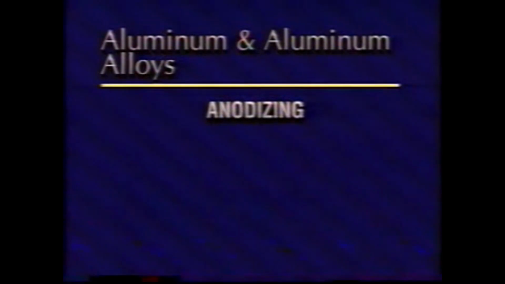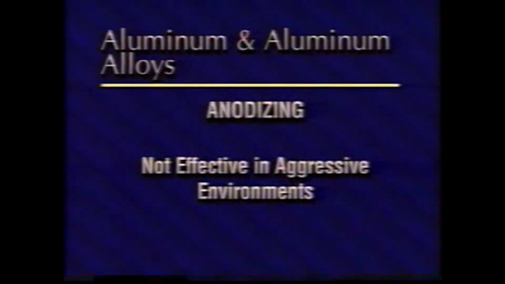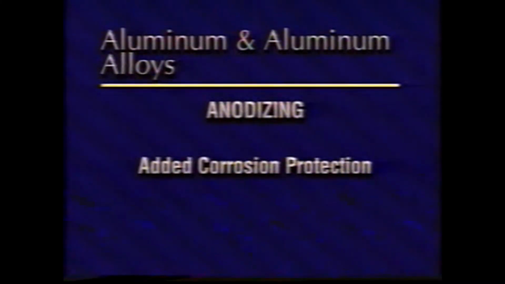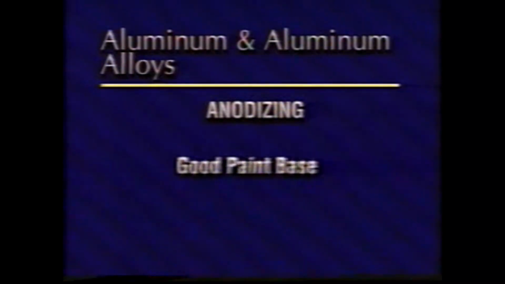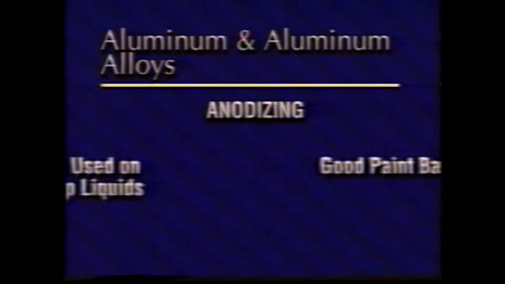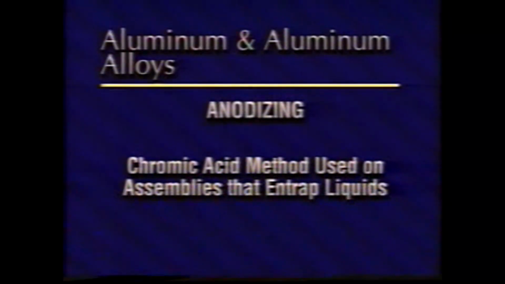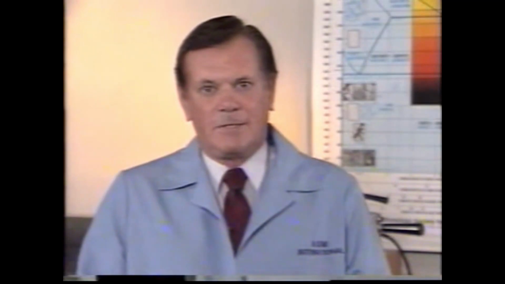Aluminum and aluminum alloys can be anodized to provide effective protection in natural environments. Anodizing is not effective against aggressive environments, especially those that are acidic or alkaline. Most aluminum components for aircraft applications are anodized for added corrosion protection. The anodic coating also serves as an excellent paint base. The sulfuric acid method should not be used on assemblies that can entrap liquids. Instead, the chromic acid method must be used. When electrolytic processes like anodizing cannot be used, chromate-type chemical conversion coatings are often used.